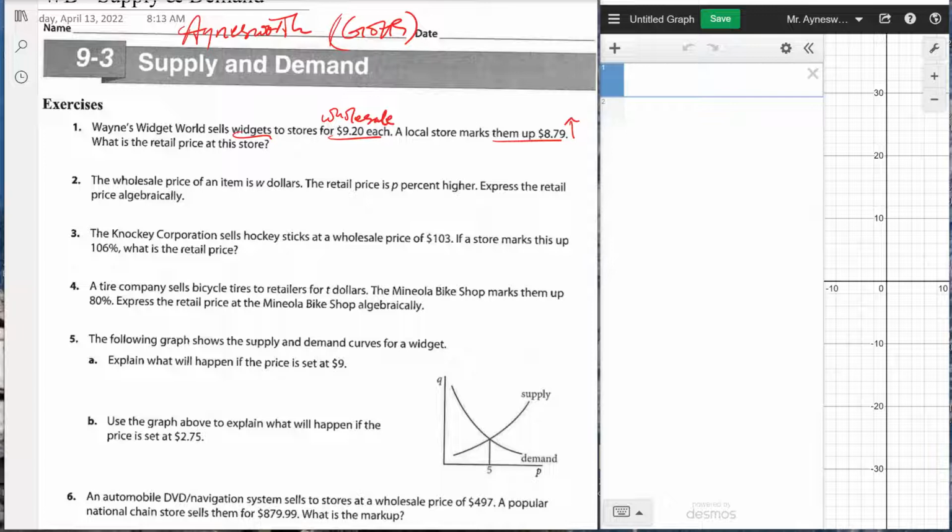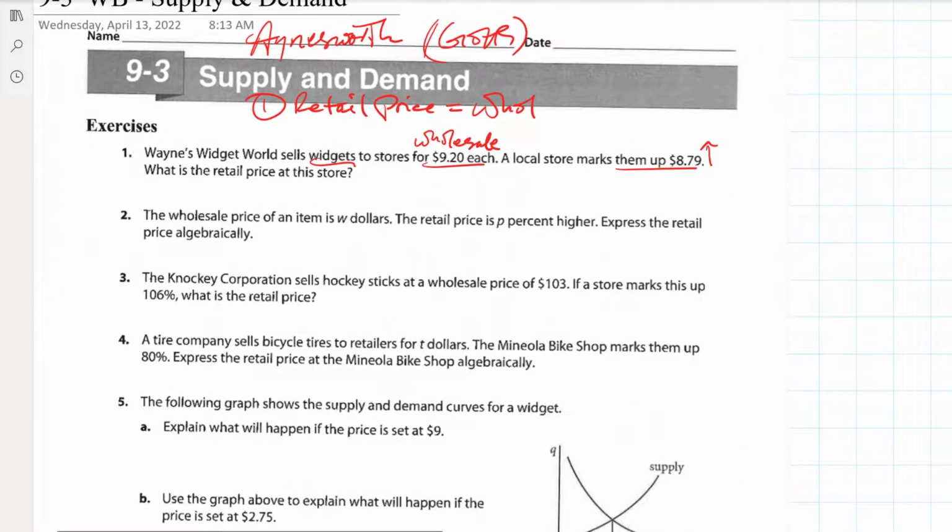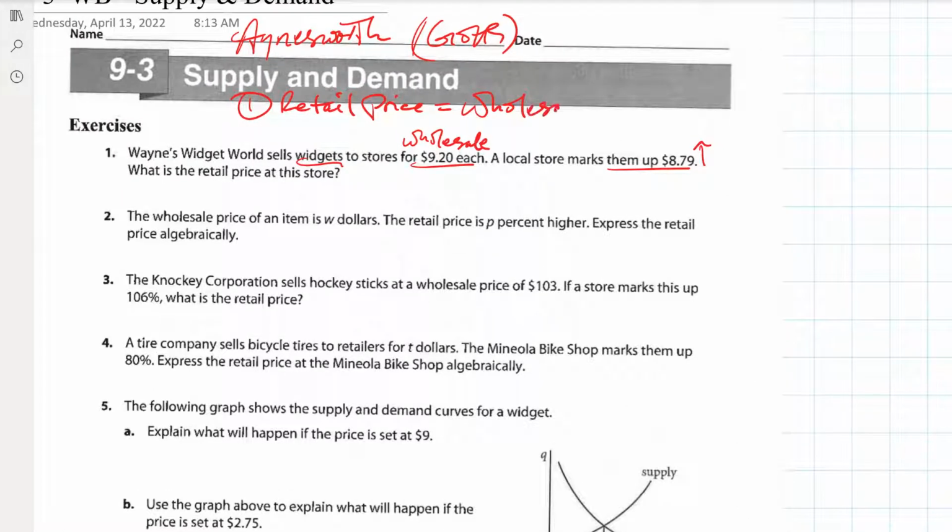So main concept number one for the day, and let's put this in red: the retail price. This goes for anything. The retail price is equal to the wholesale price plus the markup. I'm not talking about the markup percentage, I'm talking about the markup in terms of a dollar amount. Key concept number one.